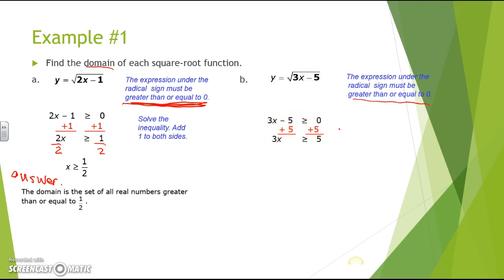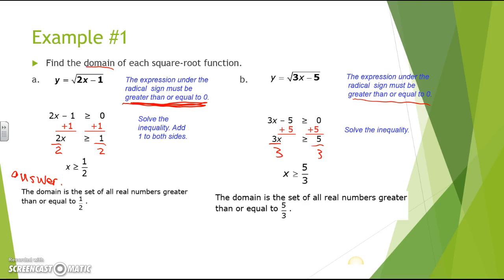Again, we're going to solve this inequality. So we're going to add 5 to both sides. Then you're going to divide by 3. So what you have here is x is greater than or equal to 5/3. So the domain of the square root function is all real numbers greater than or equal to 5/3. That's how you go about solving the domain for this.